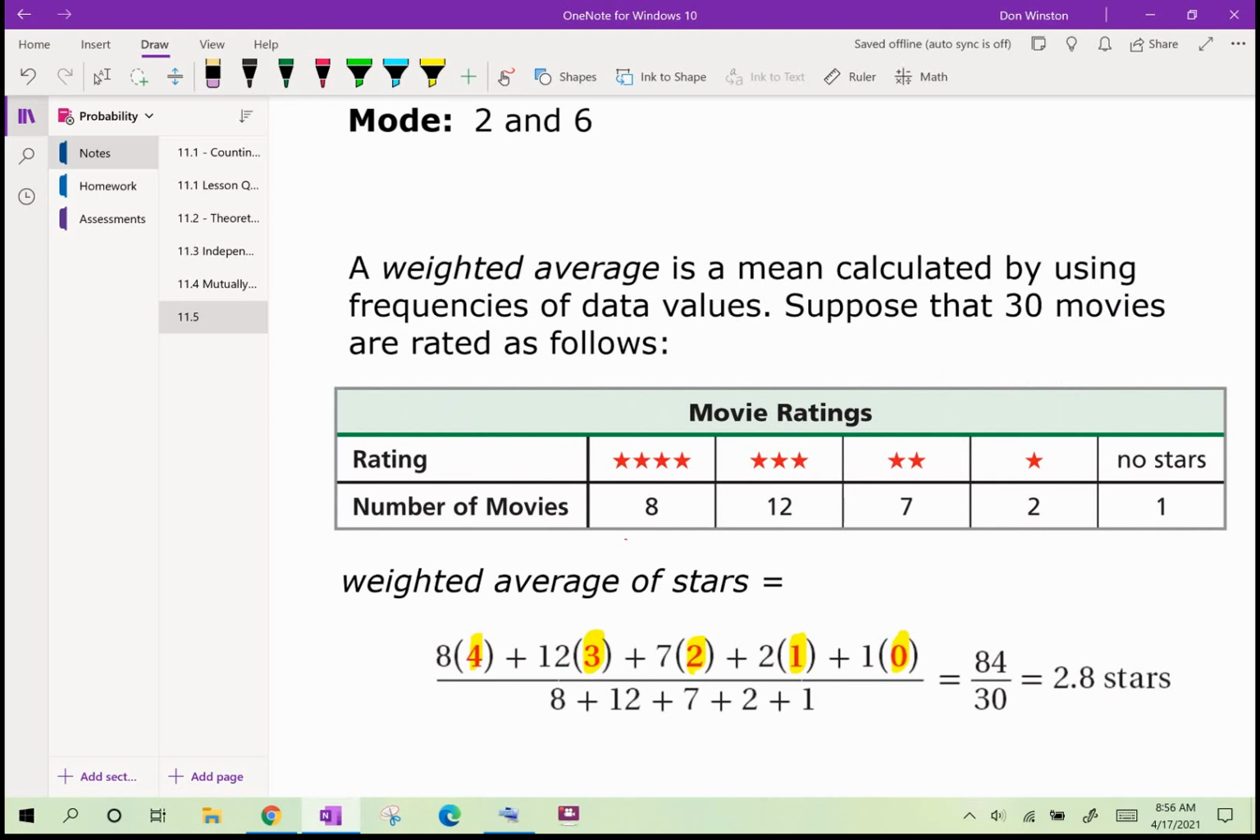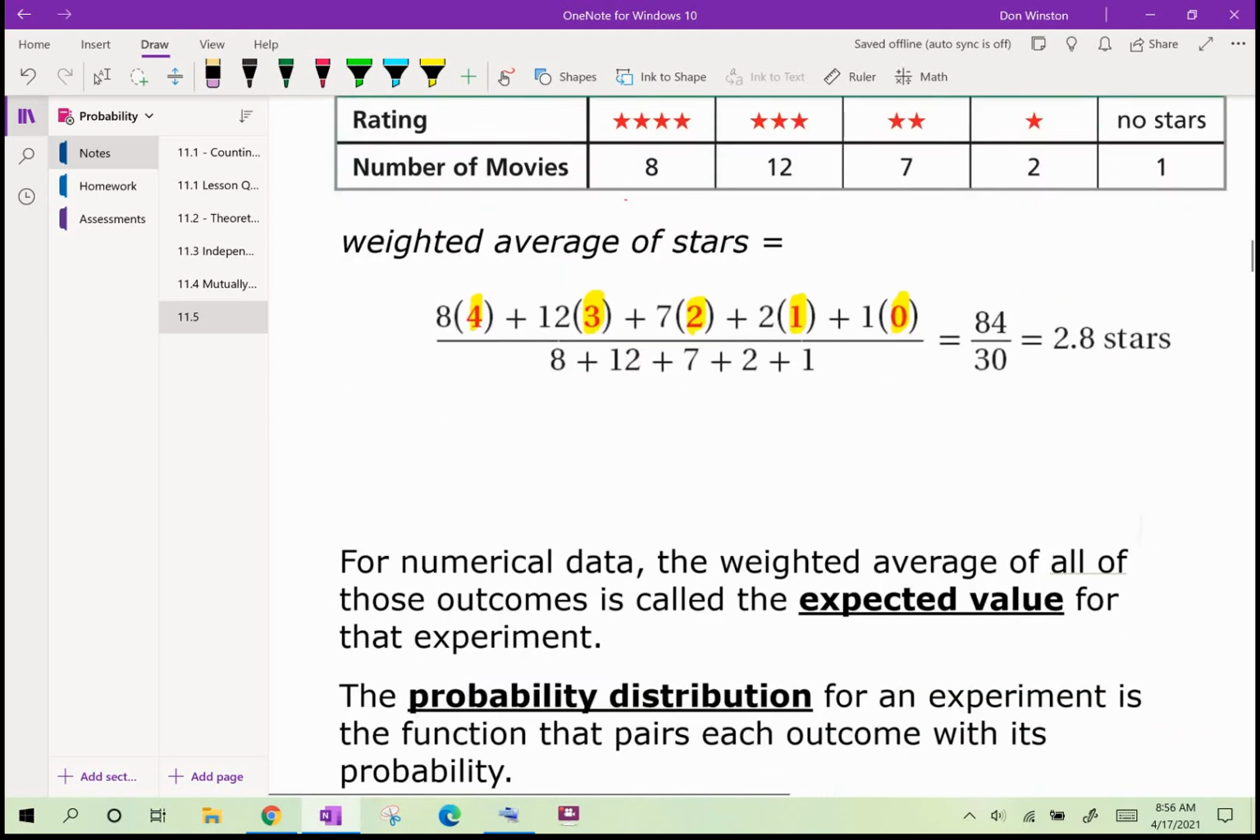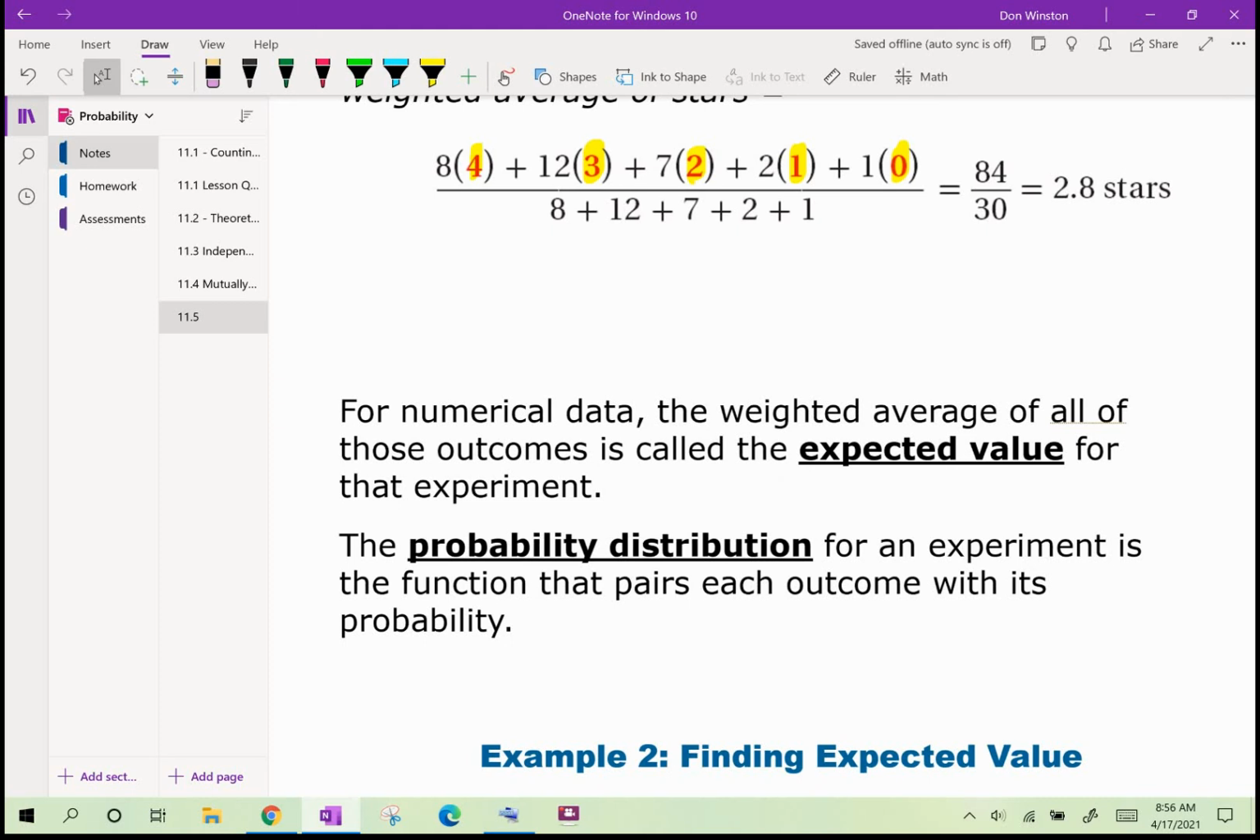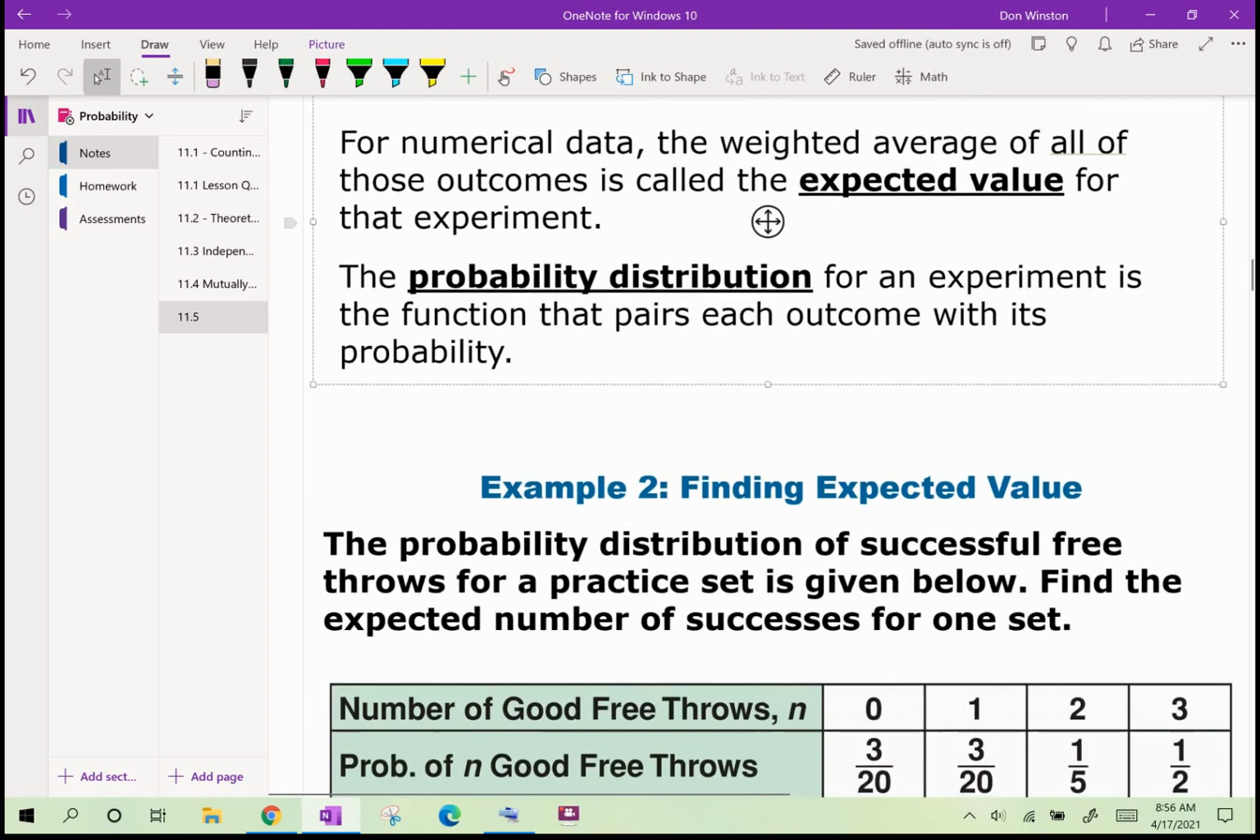Let's look at another example here. For numerical data, the weighted average of all the outcomes is called the expected value for that experiment. The probability distribution for an experiment is the function that pairs each outcome with its probability. So let me explain. We'll take a look.